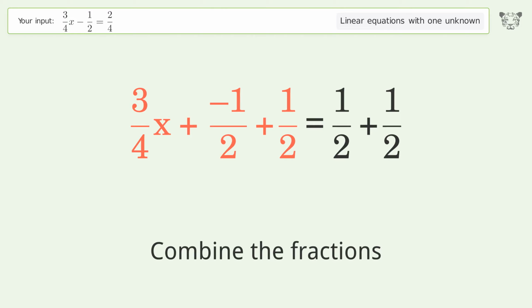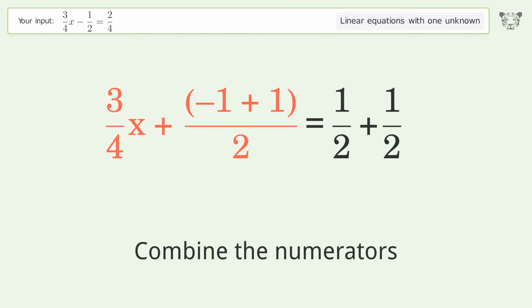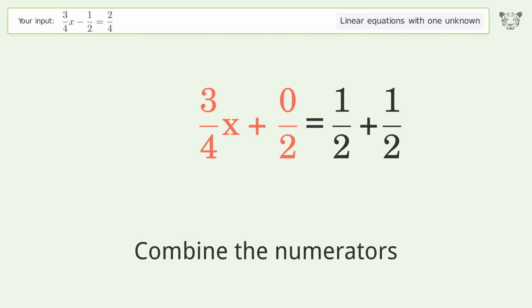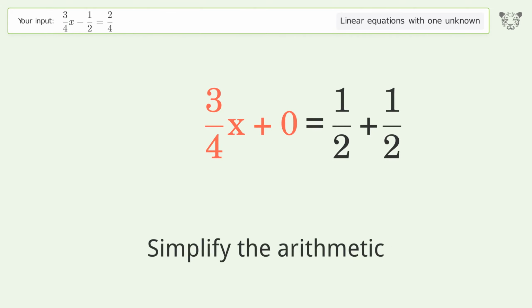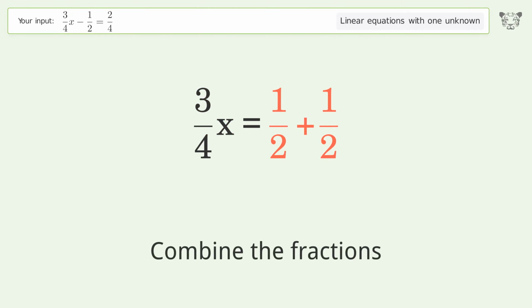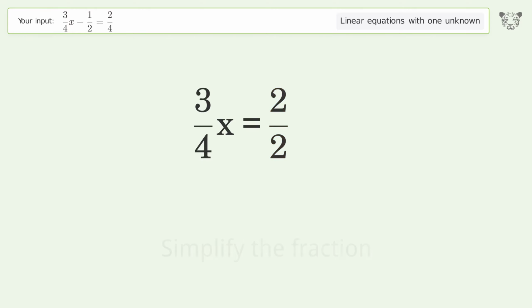Combine the fractions. Combine the numerators. Reduce the zero numerator. Simplify the arithmetic. Combine the fractions. Combine the numerators. Simplify the fraction.